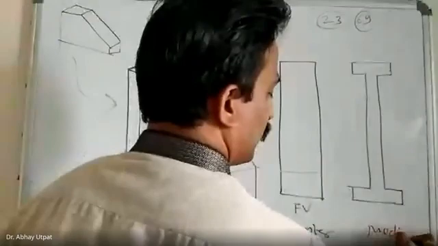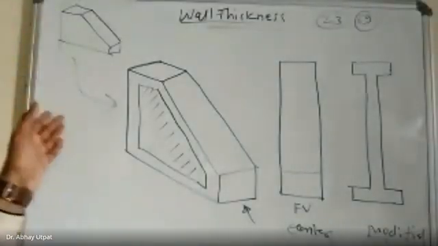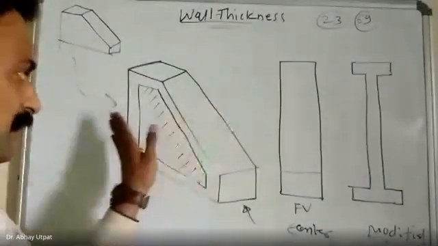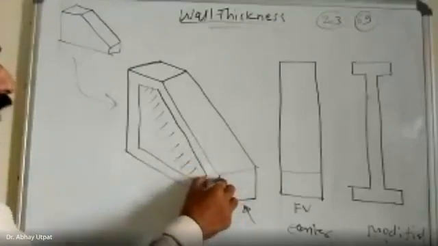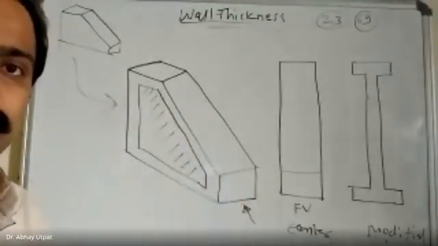I hope you understand. So there is no complete hollow part. Some material is removed from this side, some material is removed from that side. And everywhere you will find uniform wall thickness. Check. Everywhere. Are you getting it?